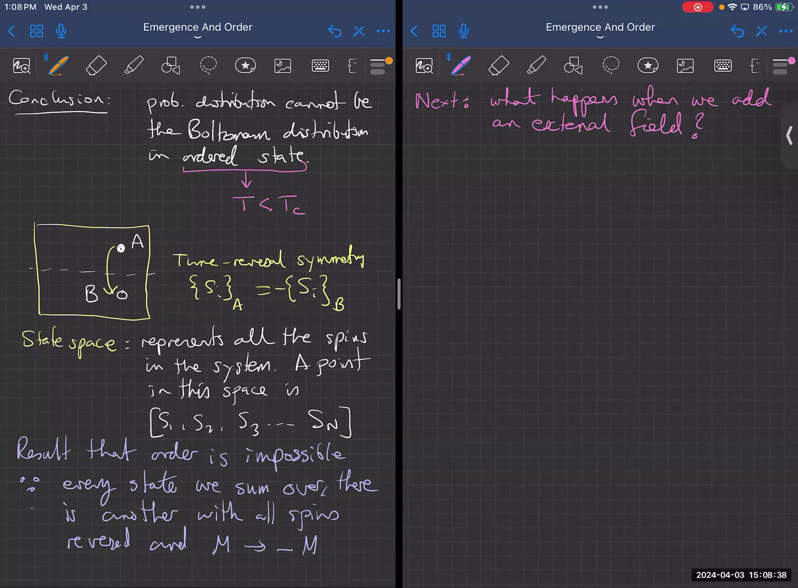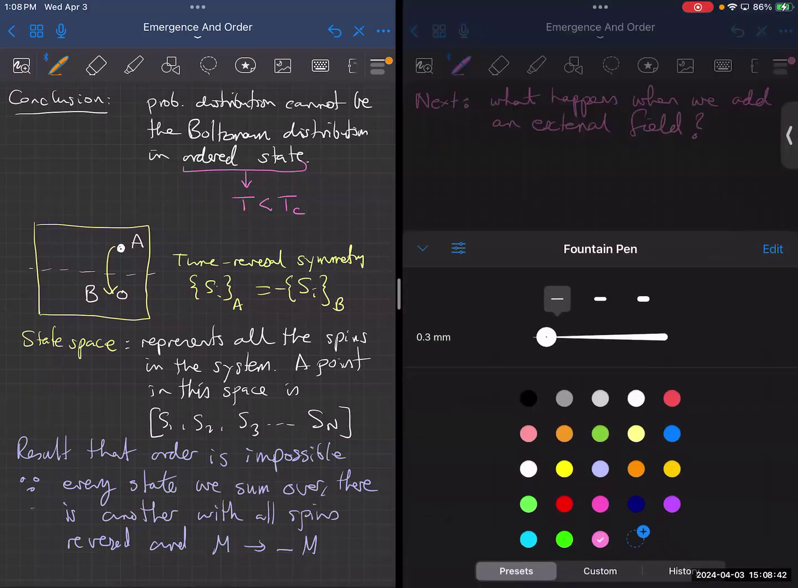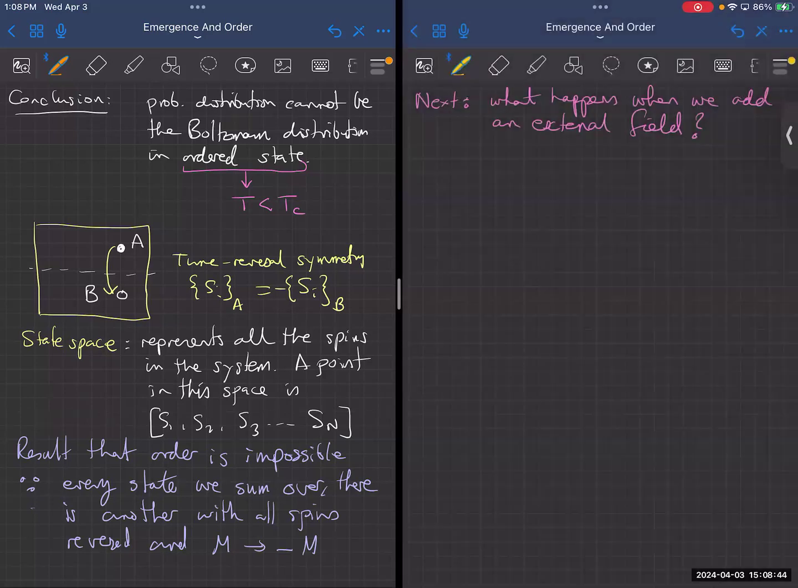So now the probability of the system being in the state A is going to be different from the probability of the system when it's in state B. They're not going to be the same because the external field is going to preferentially interact with the spins here than the spins here. It's going to act in a different way to these different configurations because there's different numbers of spins pointing up and down.